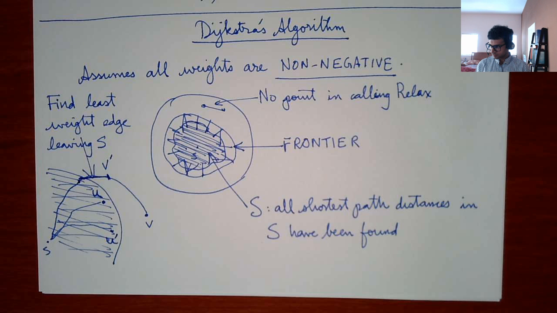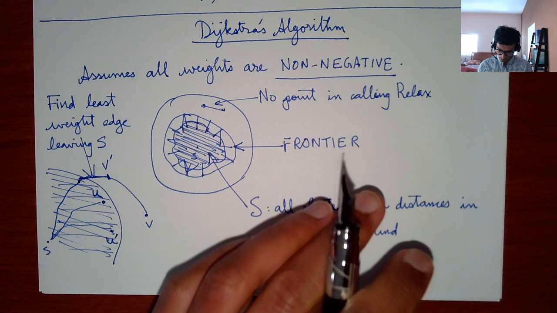Okay? So another way to describe this, so I'm going to say this again, is let's do the following instead. Let's do a version of Bellman-Ford.